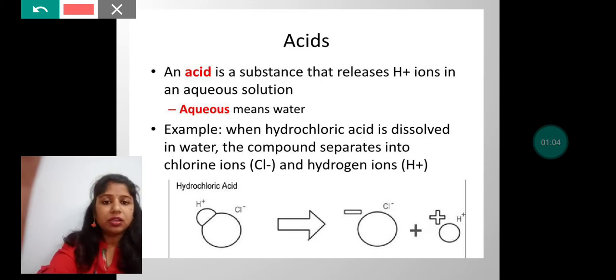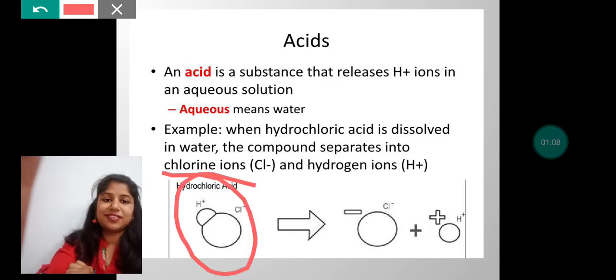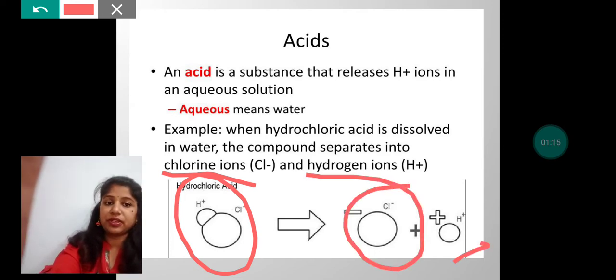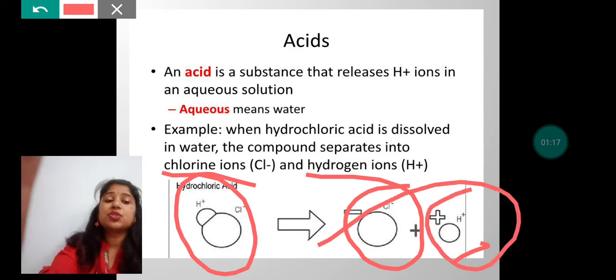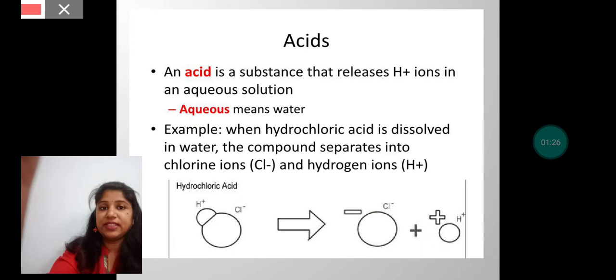Here we are taking the common example of HCl. When you dissolve this compound HCl in water, it releases Cl minus and H plus. This H plus is very important because if any substance releases H plus ion when dissolved in water, that substance is known as acidic in nature.